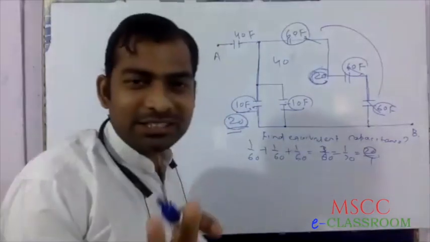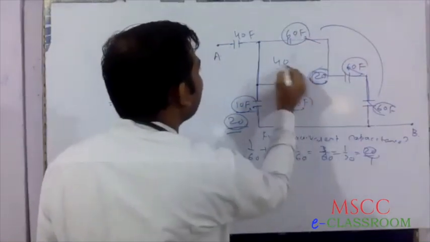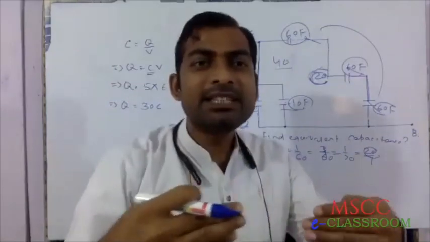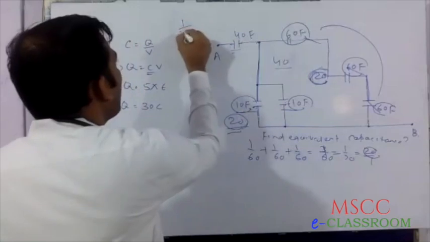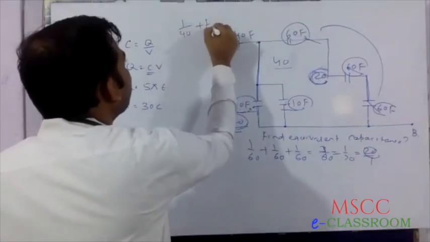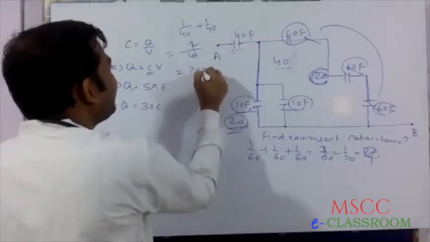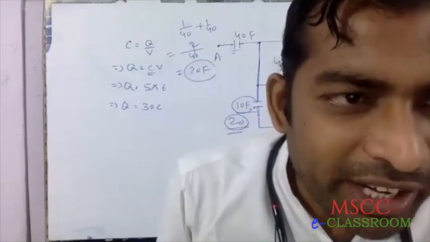And the last one is the final step: 40, 40. This result is 40, this result is 40. They are combined in series combination. Therefore, equivalent capacitance is 1 by 40 plus 1 by 40, that is 2 by 40. Answer is 20 Farad.